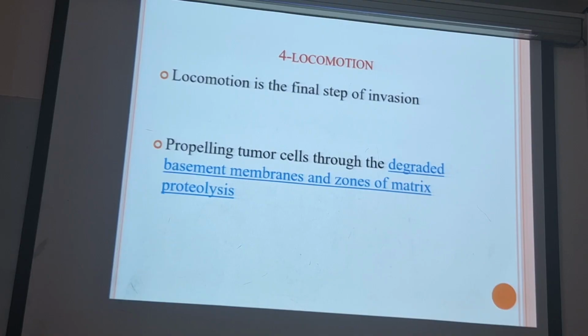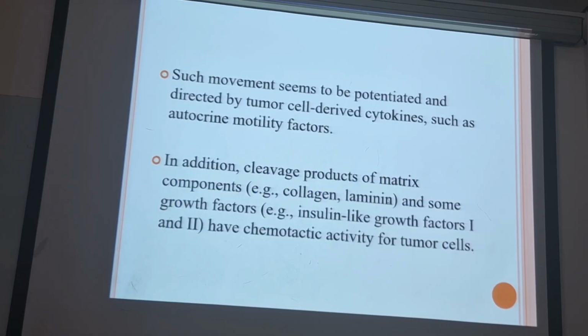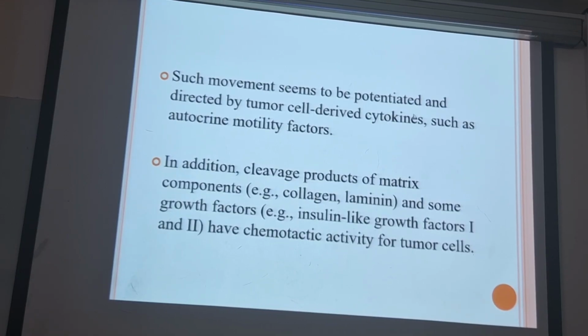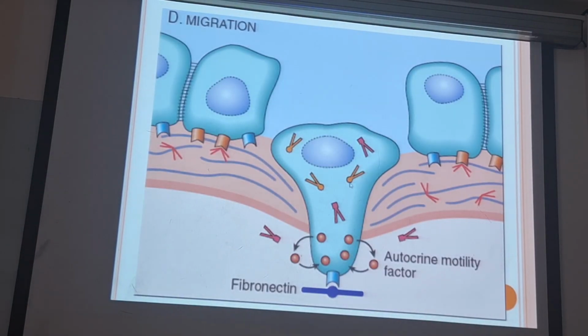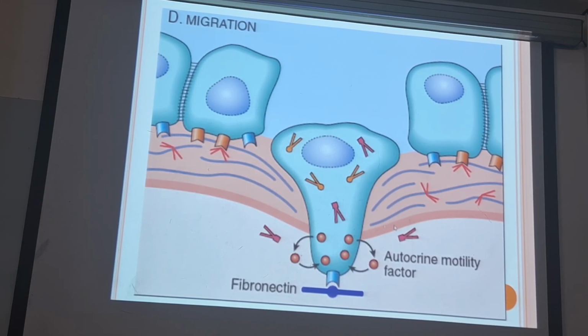Finally, we have locomotion or propelling tumoral cells through the degraded basement membrane and zone of matrix proteolysis. And such movement seems to be potentiated by tumor cell-derived cytokines such as autocrine motility factors. And you can see here the migration of tumoral cells through the basement membrane.